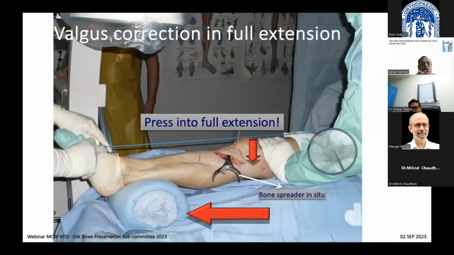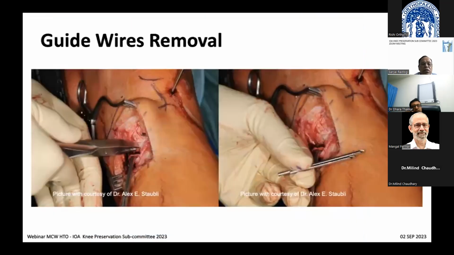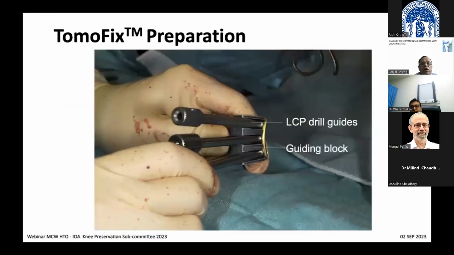The final correction is seen with full extension on table. The guide wires are removed. The Tomofix is prepared by putting locking head sleeves in hole A, B, and C with the help of a gliding lock. This is important because the plate, as I told you, is only 3 mm thick, and the locking head screw should be perfectly locked.